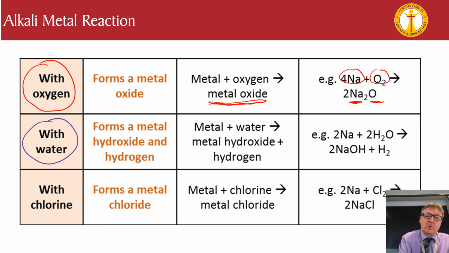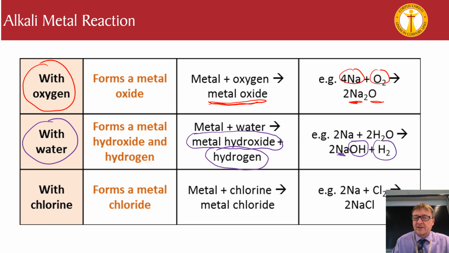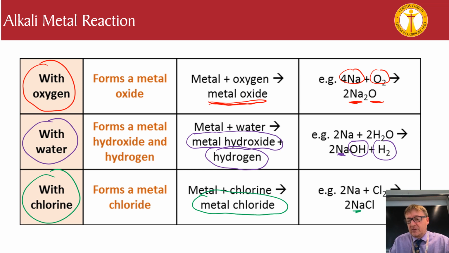They also react with water. When they react with water, they produce a metal hydroxide, I'll show you the formula of that in a minute, plus hydrogen gas. The metal hydroxide is sodium. This group here, the OH, is a hydroxide, so that is sodium hydroxide, and hydrogen gas. When they react with chlorine, what happens is we make a metal chloride. So the metal chloride is metal plus chlorine, which is metal chloride.